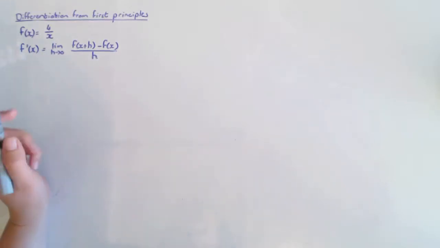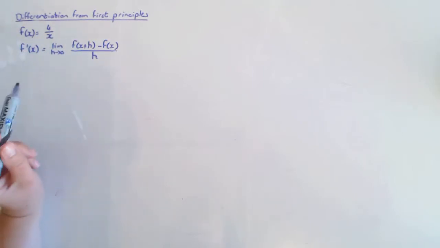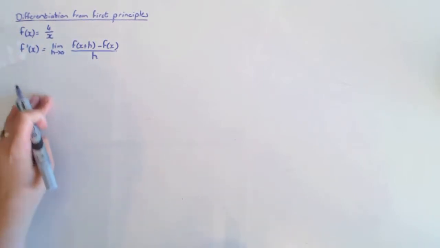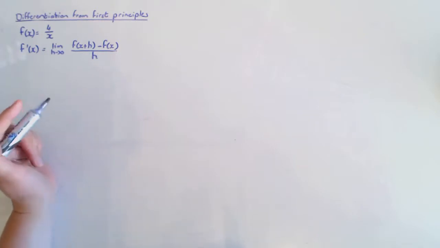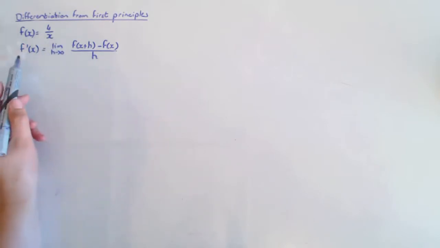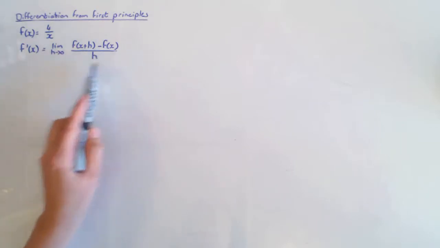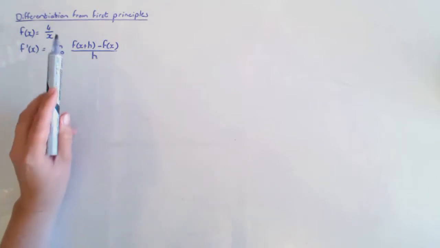Right, now to find the differentiation from first principles when working with hyperbolic equations is probably the most challenging type of questions that you're going to get. And here's how you do it. In this question, they gave me 4 over x, and I must find the differentiation from first principles, which means I'm going to use this formula.